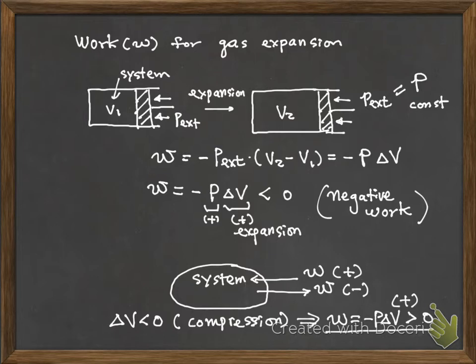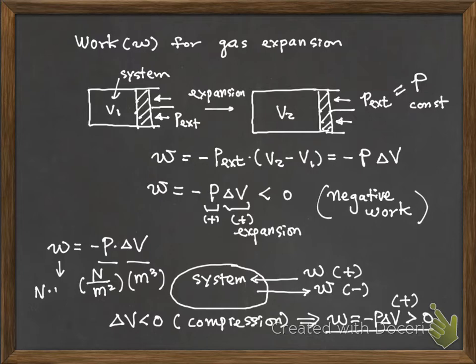For a little detail about the work, minus P delta V, in terms of units, pressure is force per unit area. Volume changes in cubic meters. Therefore, this has a unit of Newton times meter, which is the same as what we call the joule. So this is a relationship that can be explained.